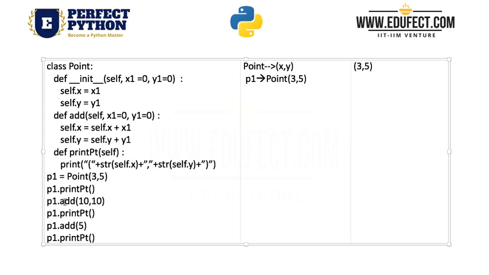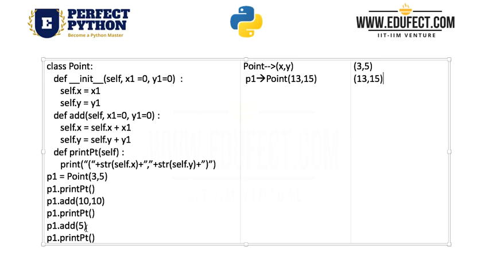Then it's saying p1.add(10, 10). So p1.add(10, 10) means we are calling this method add for the object p1. So self.x is equal to self.x plus x1. x1 was 10. What is self.x? It is 3. So 3 plus 10 is 13. So this has become 13 here. And similarly self.y has become 15. Now it's saying p1.print_pt, or print the point, and when we print it, what we will get is 13, 15 printed on the screen.